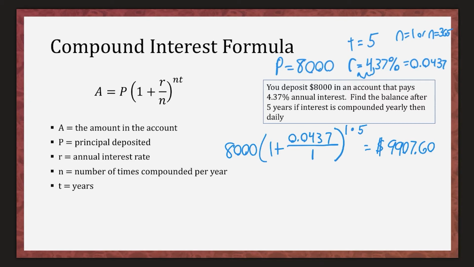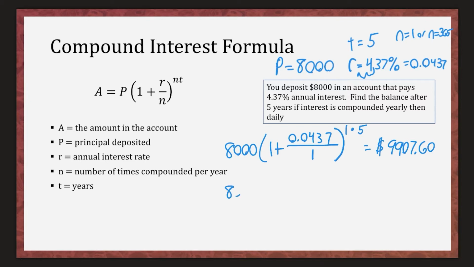So you've earned $1,907.60 over the course of the 5 years just on interest alone. And that's compounding the interest just once a year. Now we'll do exactly the same equation, but instead of compounding the interest once per year, we will do it once per day, assuming there's 365 days in the year.